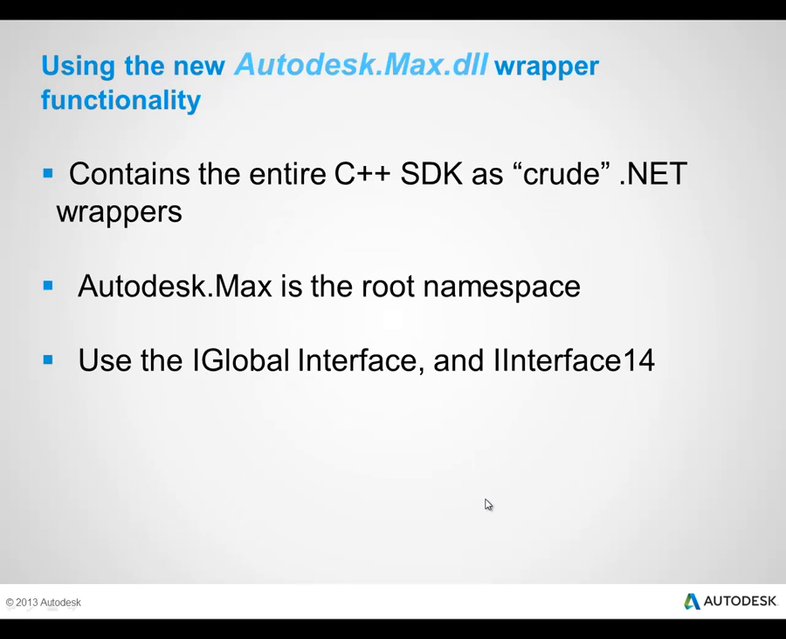So using this new functionality, you're going to reference Autodesk.Max, and again, it contains the entire C++ SDK as these wrappers. It's a kind of a one-to-one mapping. But that's what allows you to look at the C++ documentation, the C++ samples, and you can emulate those same techniques in managed code. Autodesk.Max is the root namespace, and again, just a reminder, make sure you start by using IGlobal and the IInterface14 as your entry points into the API.